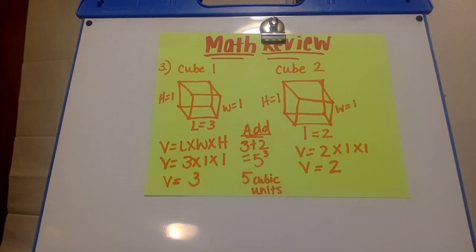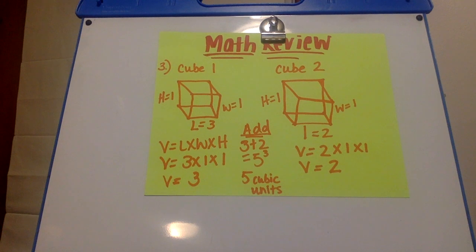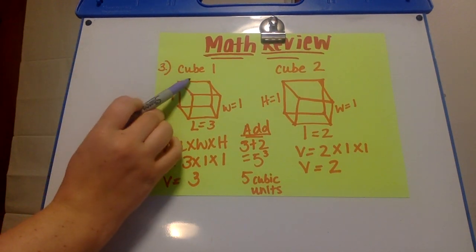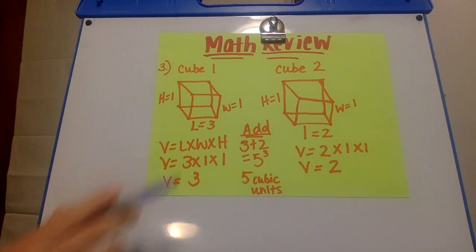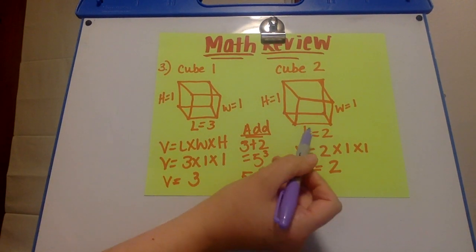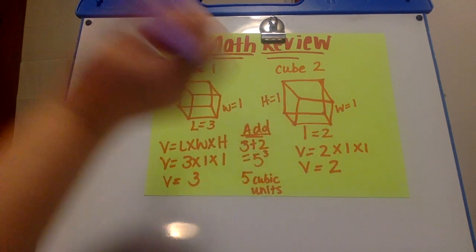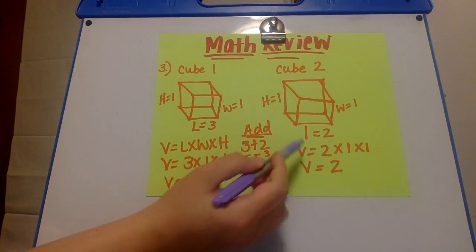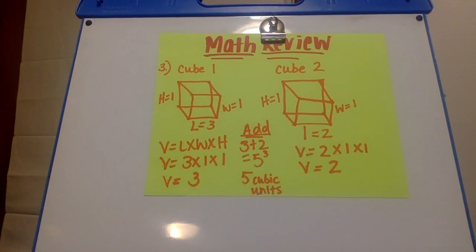Okay, so the next one, I drew some cubes for you guys because this was asking what was the volume of each cube, and then they wanted you to add. So cube 1, as you can see I drew here, the length was 3, the width was 1, the height was 1. Cube 2, the length was 2, the width was 1, and the height was 1. So what I did was I found the volume for each one, and then I added it together.